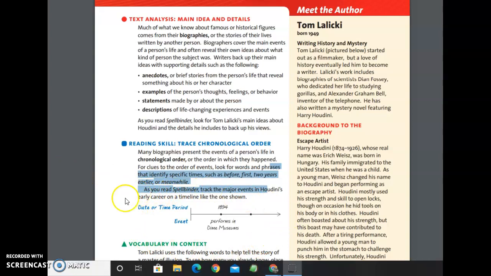They started their own timeline, and it might just be a good idea for you to go ahead and create one. It doesn't have to be perfect, but as you're reading through, they put the first one down for you as 1894. He performs in dime museums. So as you're reading through, you can keep adding to this until you have the complete chronological order of the events that happen in Houdini's life.